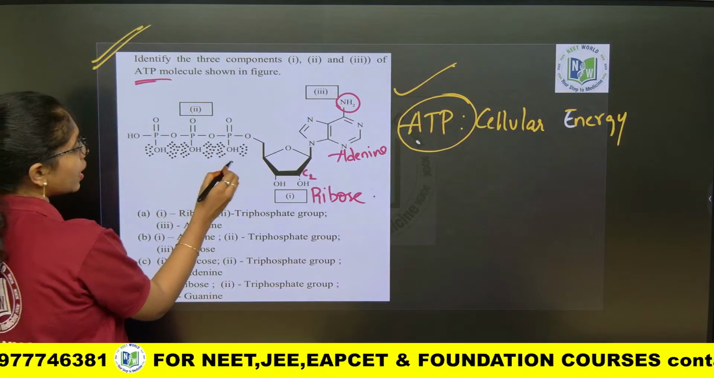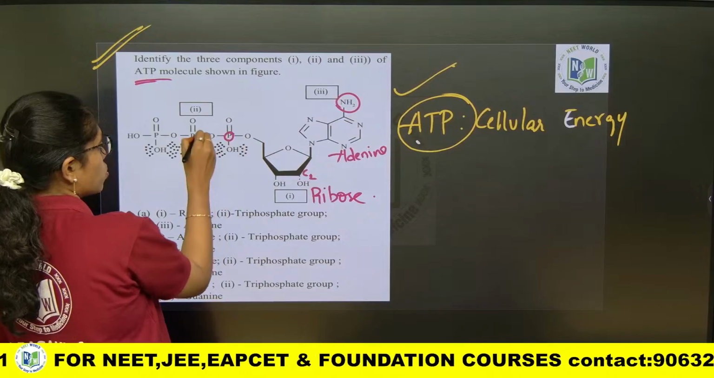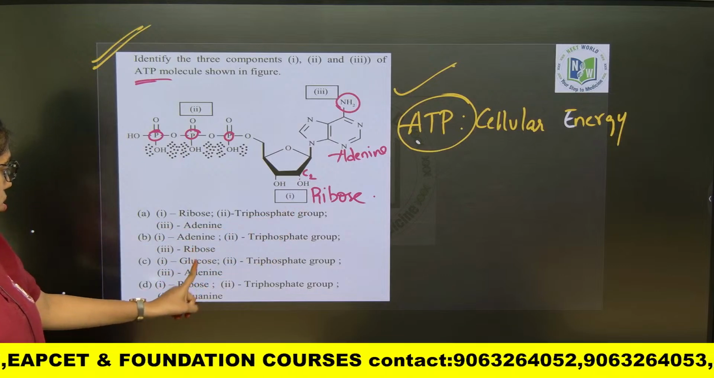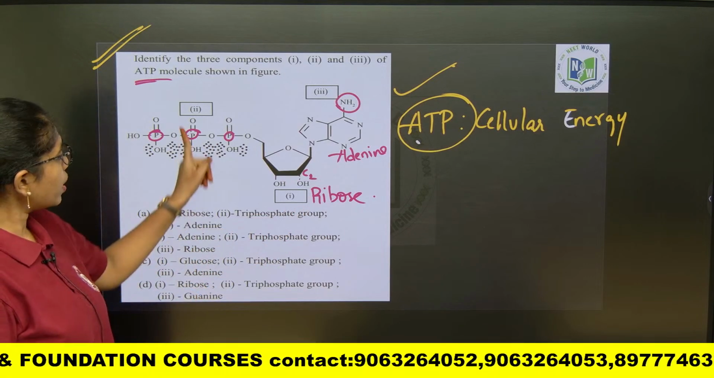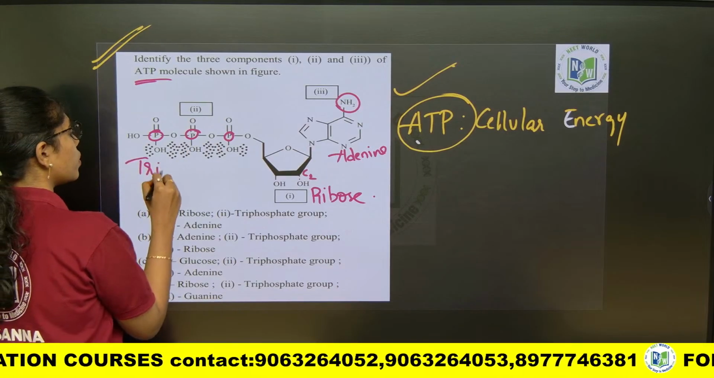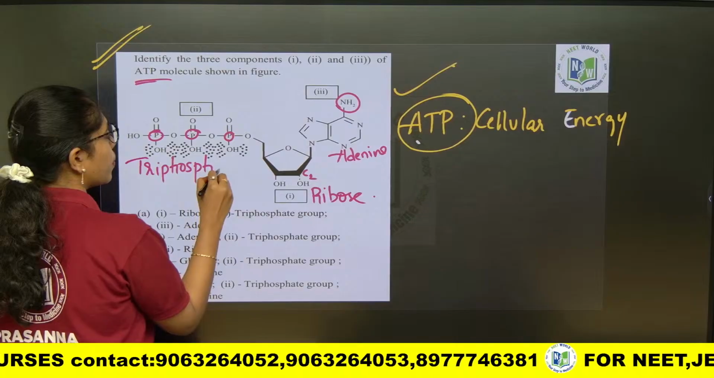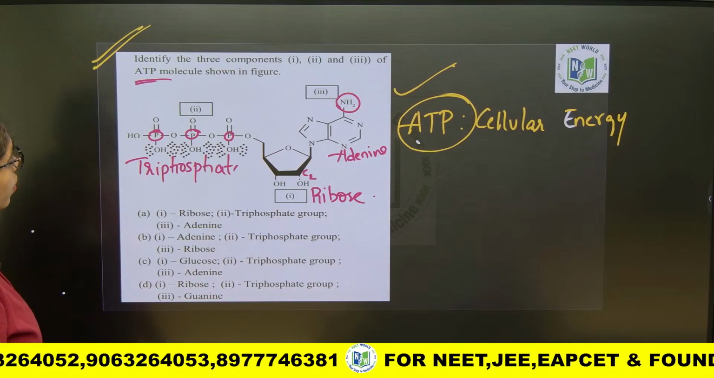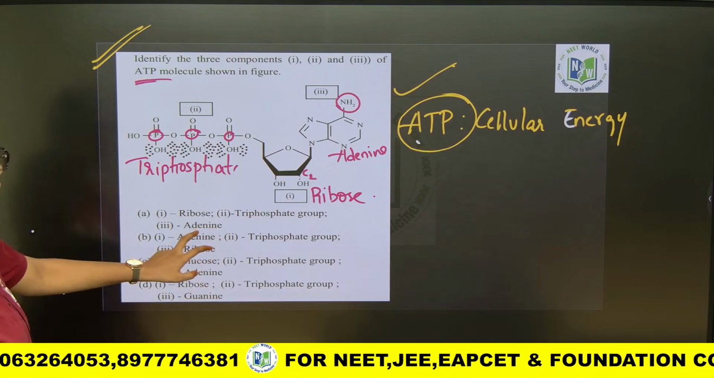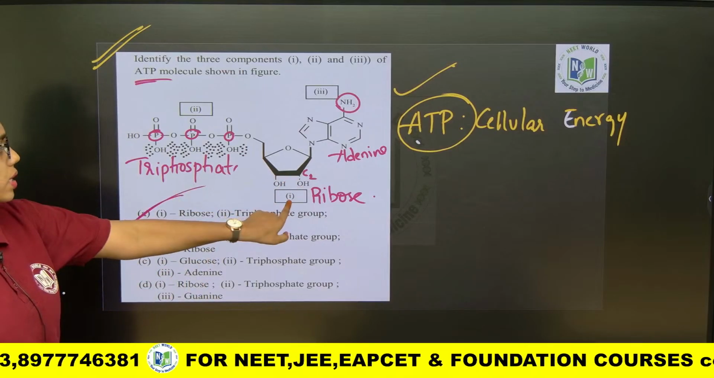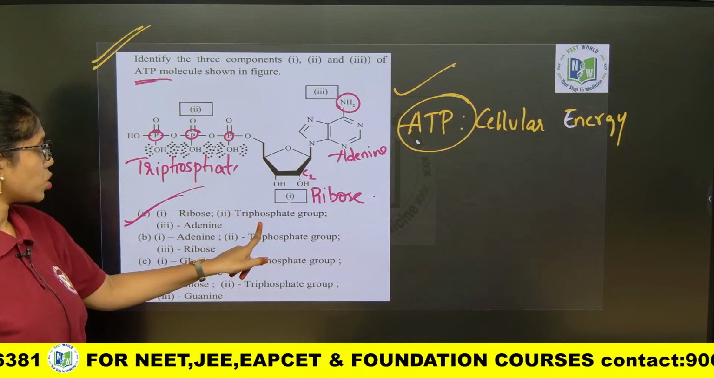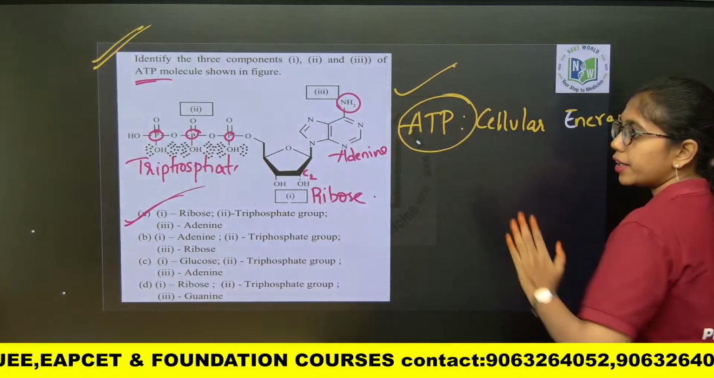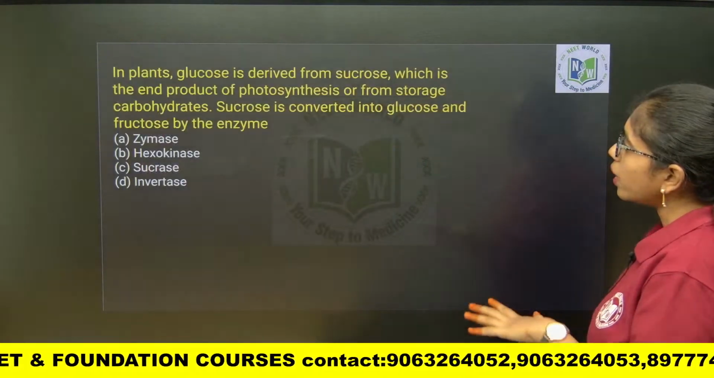And here you can see 3 phosphate groups or phosphate ions, 1, 2 and 3. So this is triphosphate. So 1 will be ribose, 2 will be triphosphate here, and 3 will be adenine, that is the nitrogen base. So this is adenosine triphosphate. Option A will be the correct answer. 1 is ribose, 2 is triphosphate and 3 is adenine. Clear? So this is how you have to identify the components which are present.